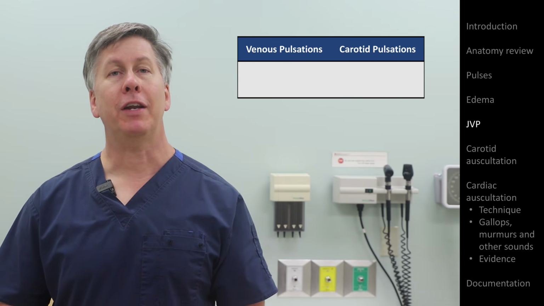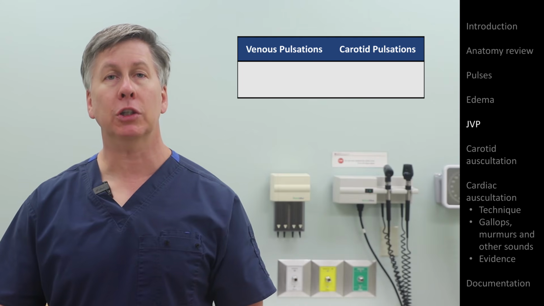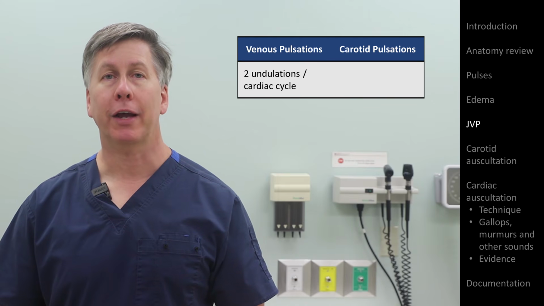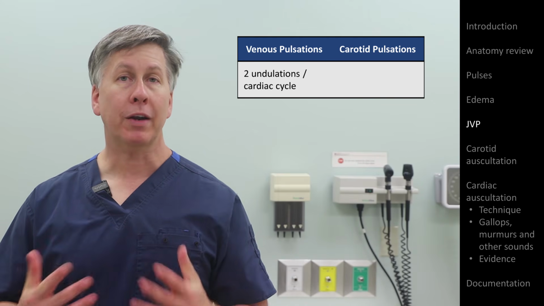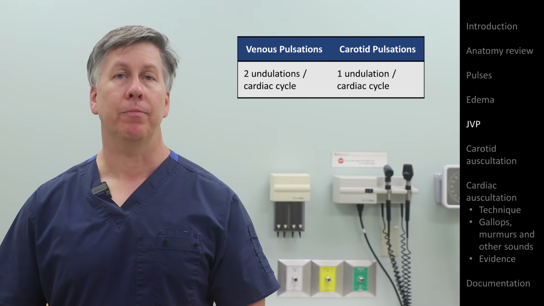I'd like to come back to one of the aforementioned limitations of JVP measurement: how to differentiate the jugular and carotid pulsations, which can be a real challenge with some patients' necks. If you're having difficulty with this, which is common, consider the following characteristics. Venous waveforms in healthy individuals have 2 undulations per cardiac cycle, whereas the carotid waveform has just 1.